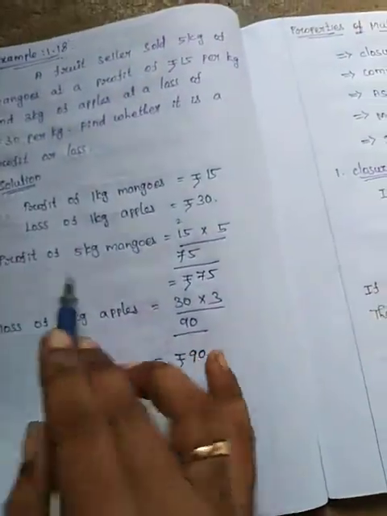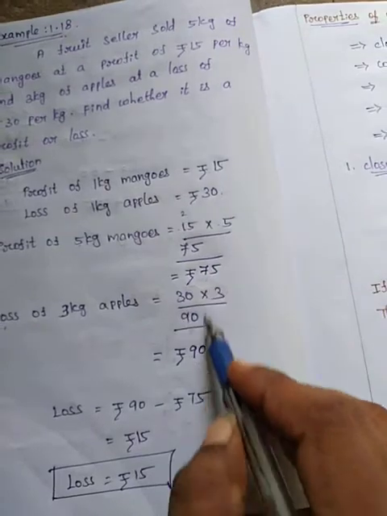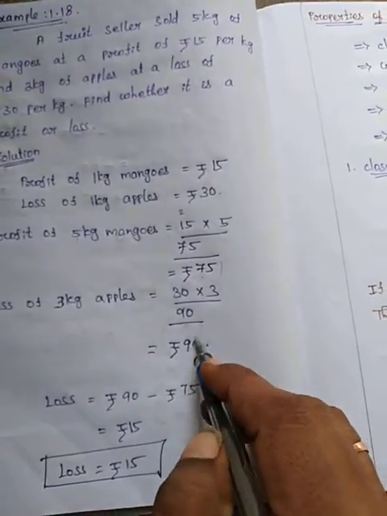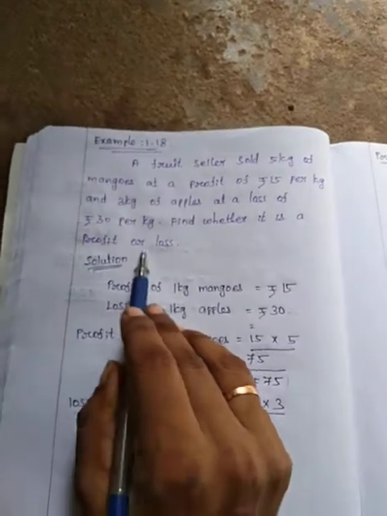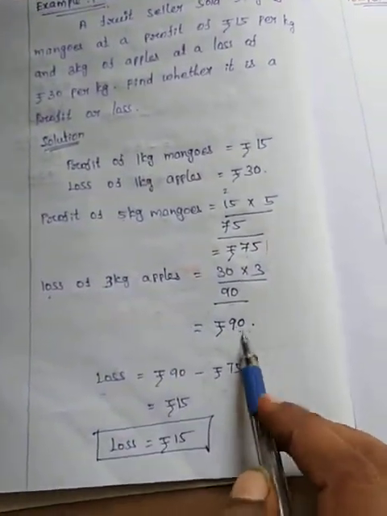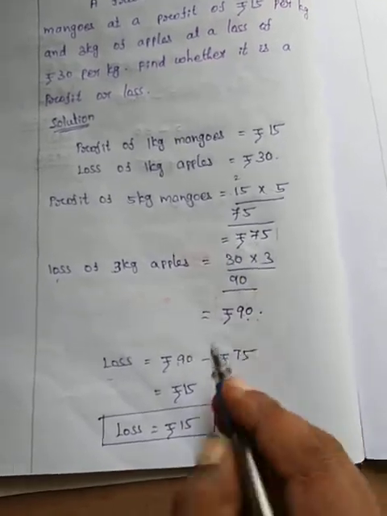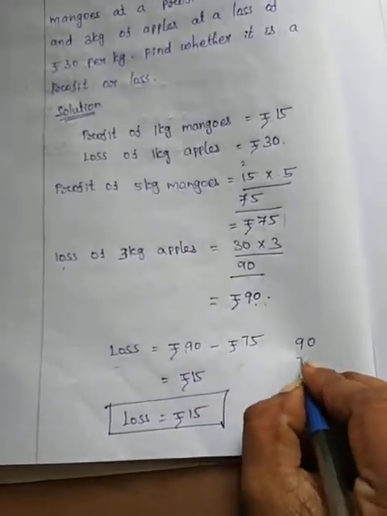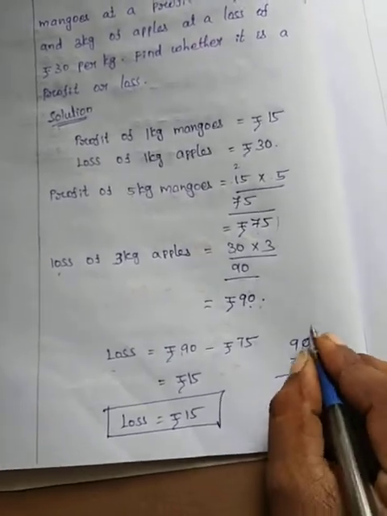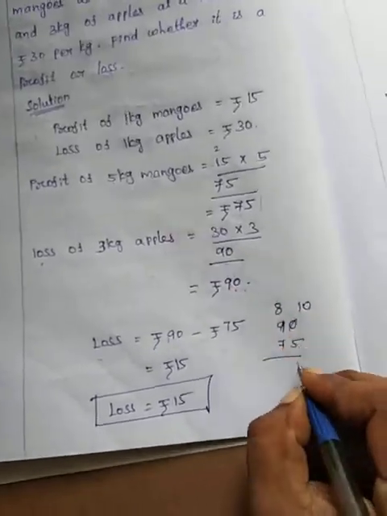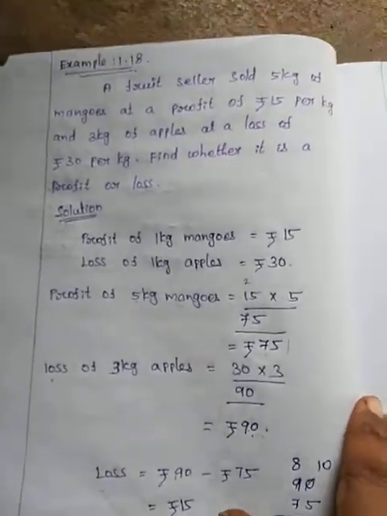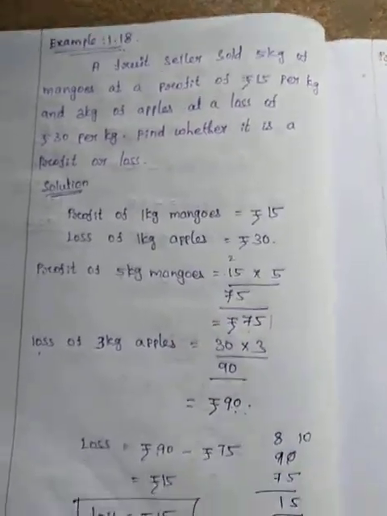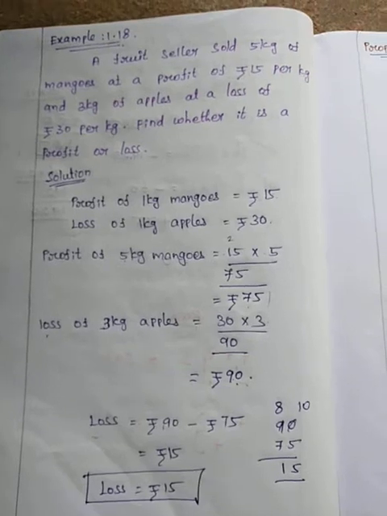See that profit is 75, loss is 90. Which is the greatest? 90. So it is a loss. How much loss? Find whether it is a profit or loss. Loss is the highest amount. So loss equals 90 minus 75. Take one borrow, this place is 10, this place is 8. 10 minus 5 is 5, 8 minus 7 is 1. So 15. Loss is equal to 15. The fruit seller has a loss, the loss on apples.